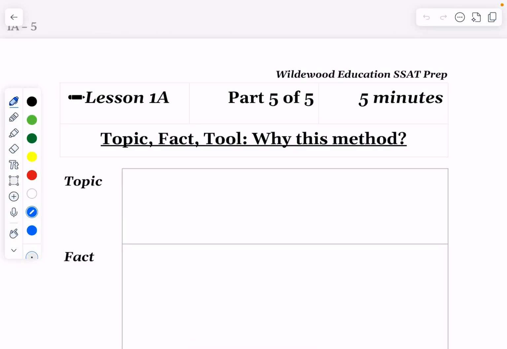One of the most important methods that we will use in our studying is one we call topic, fact, and tool. I'm going to summarize this really quickly. The topic of a question is just the kind of question that it is. So if we have a question about triangles, the topic is triangles. If we have a synonym question, then that's it.